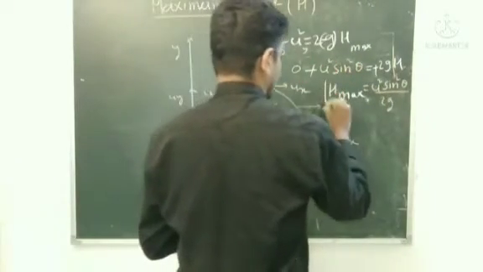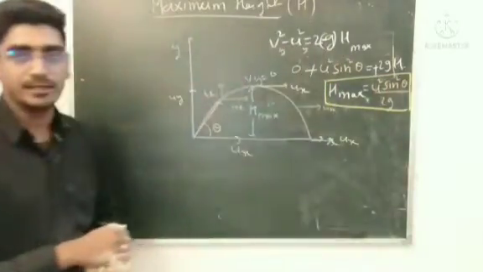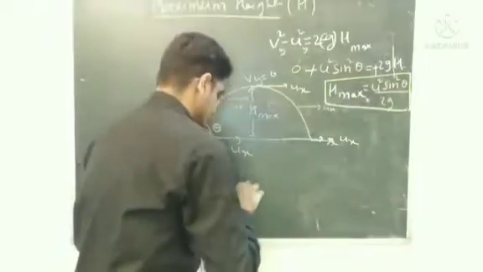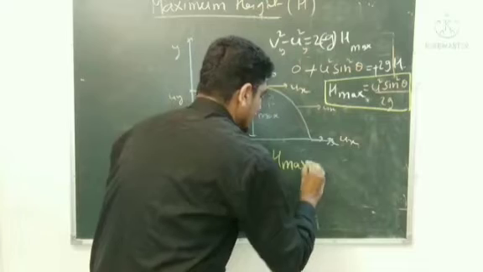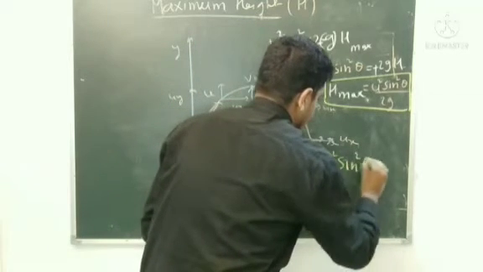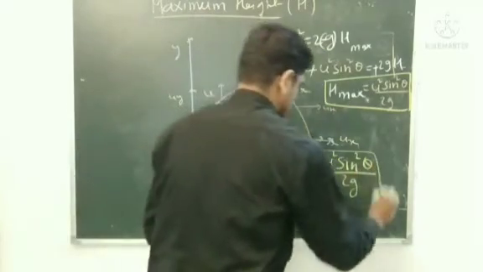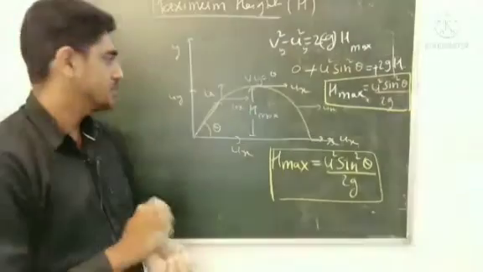This is the formula for the maximum height of the projectile, h max. It is nothing but u square sin square theta by 2g.